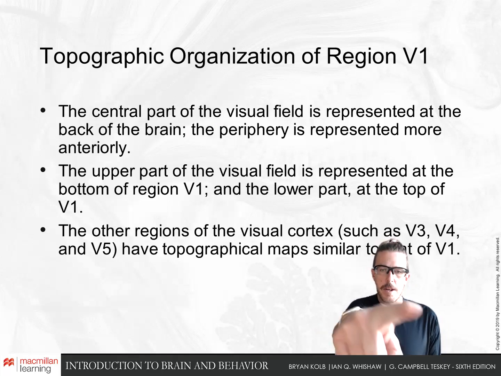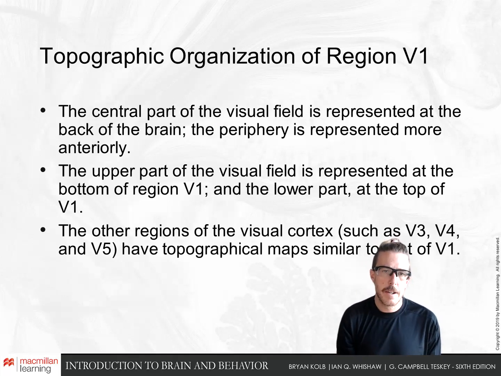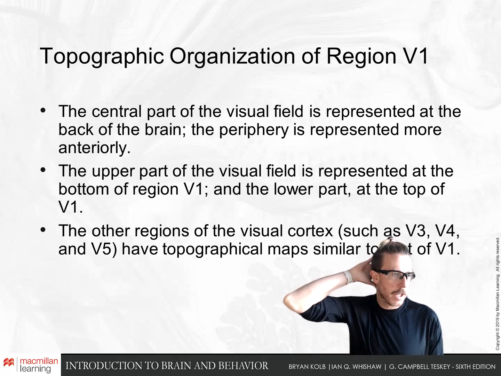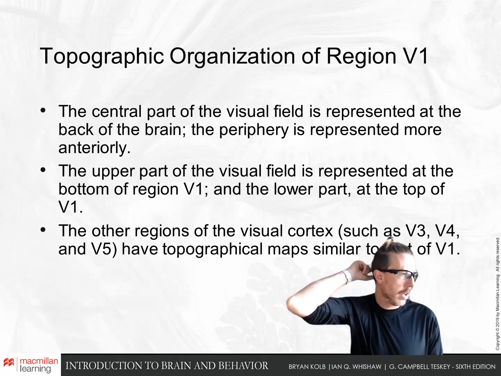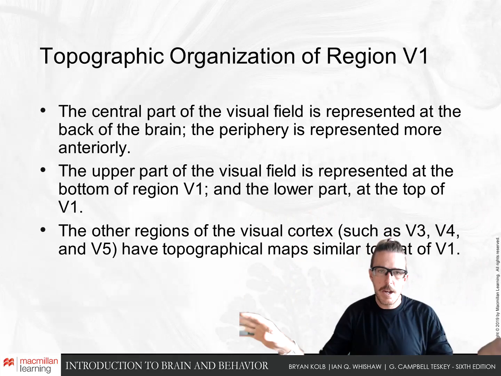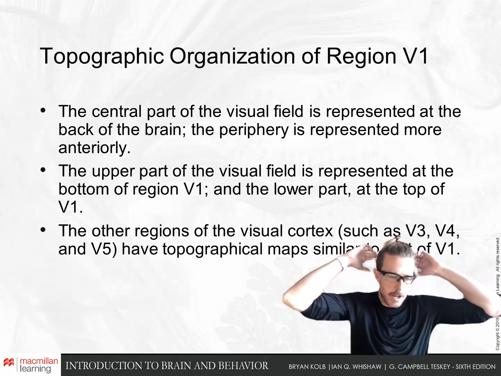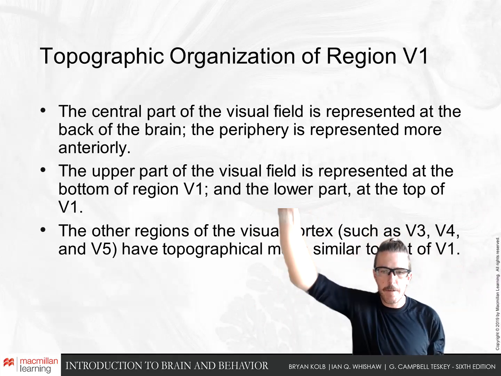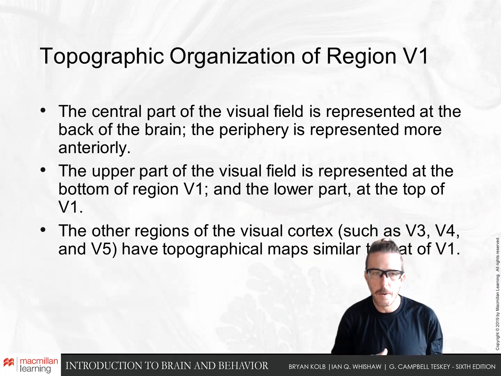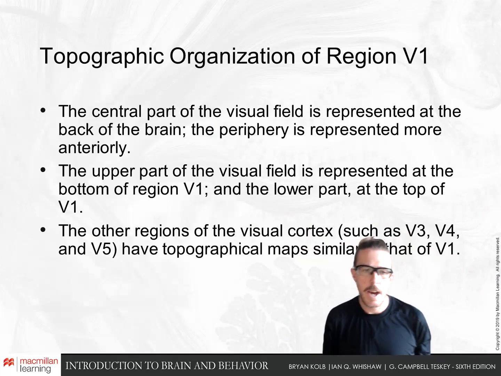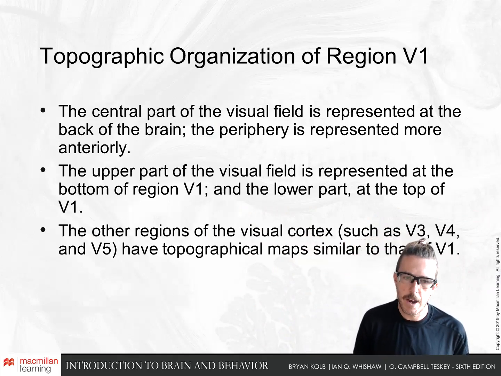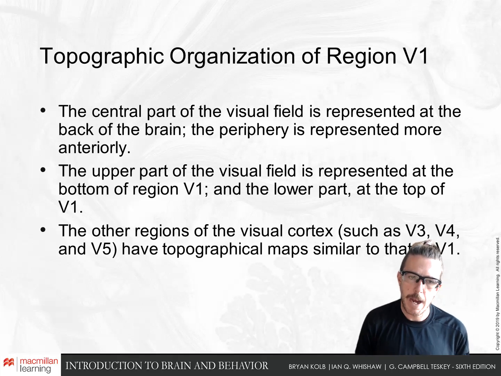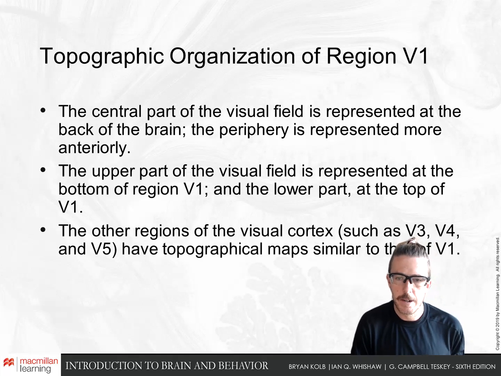And okay, so the foveal vision, the vision of what we're looking right at, is represented at the very back, the occipital pole, it's called. And the periphery is represented more anteriorly, so in areas further away from the very back of the brain. The upper part of the visual field is represented in the lower half of V1, and the lower part is represented in the upper half of V1. And as we move into V2, V3, V4, and V5, there are similar topographic maps or retinotopic maps. There are still pictures of what hit the retina.